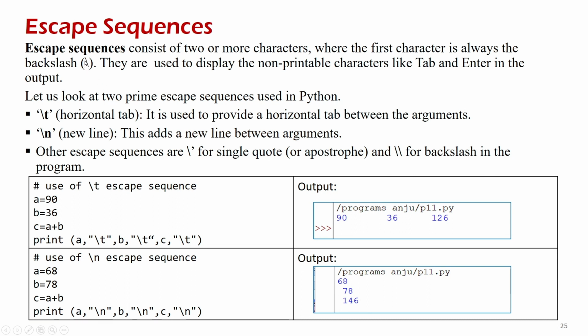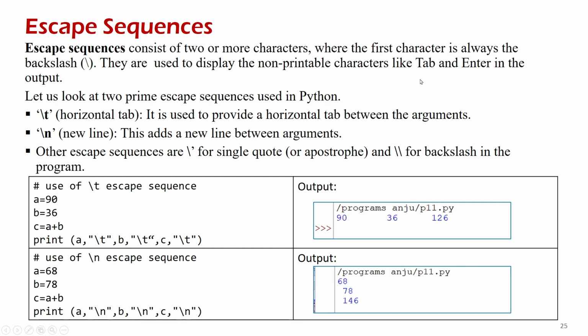This is your backslash. And this one is your forward slash, which is bending forward, so it is called forward slash, and which is bending backwards is called backslash. So this is backslash, and the slash that you put for dividing something, the divide by sign, is called forward slash. They are used to display the non-printable characters like tab and enter in the output.